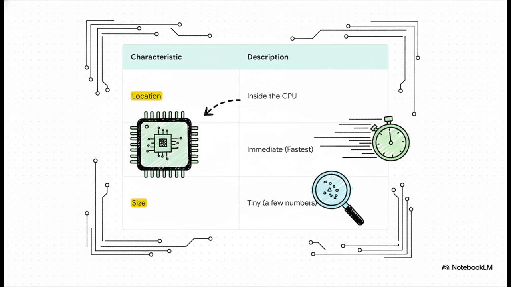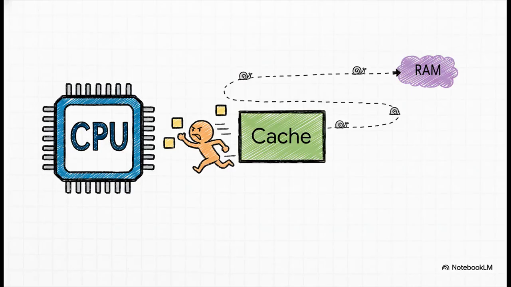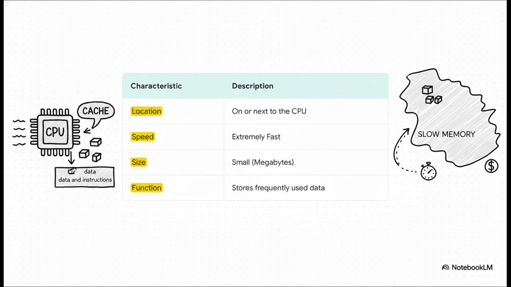Okay, moving one step down the pyramid, we find cache memory. A great way to think about the cache is as the CPU's personal super fast assistant. The cache is still right there on or next to the CPU, so it's also extremely fast. Not quite as fast as registers, but pretty darn close. And its job is absolutely critical. It's like a little staging area. It holds data and instructions that the computer is pretty sure the CPU is going to ask for next. This is a huge deal because it stops the incredibly fast CPU from sitting around twiddling its thumbs, waiting for slower parts of the system to catch up.